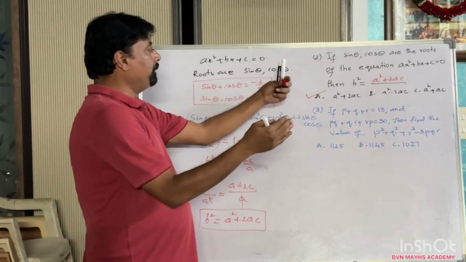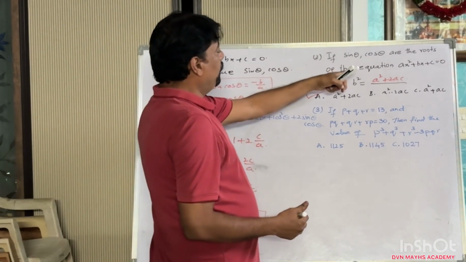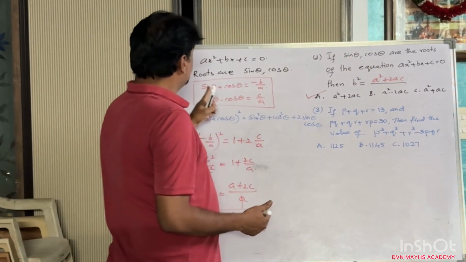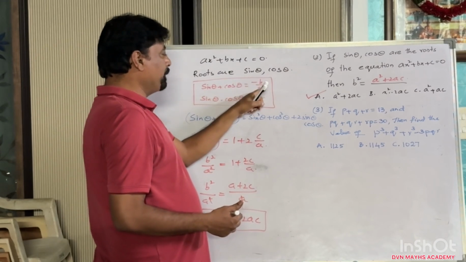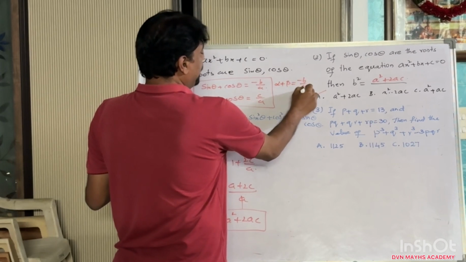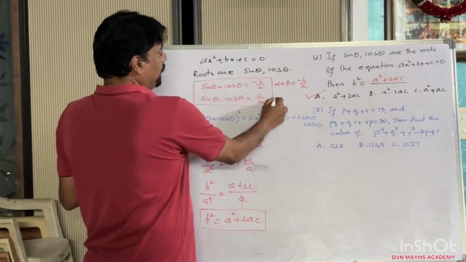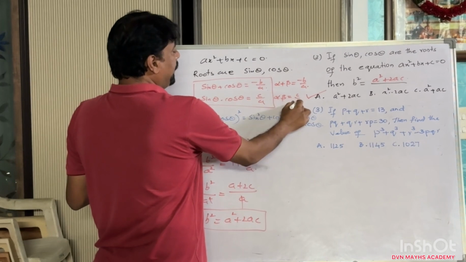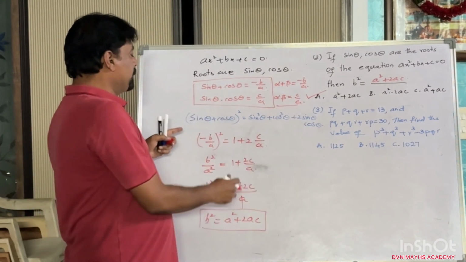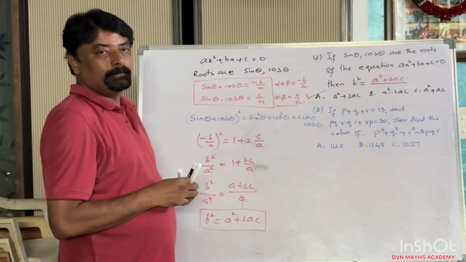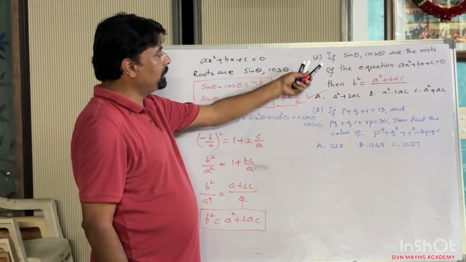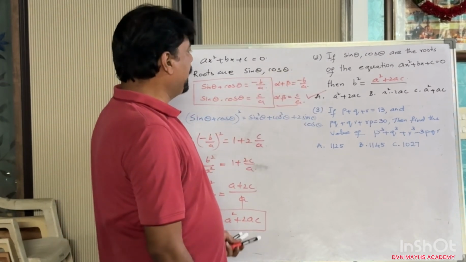This question is connected with trigonometry, though you will get this question in quadratic equations. Sin theta plus cos theta is equal to minus b by a, because alpha plus beta, the sum of roots, is equal to minus b by a, and sin theta into cos theta, where alpha into beta is equal to c by a. This is the product of roots in a quadratic equation. By applying these two values, we just find the value of b square. So this is one of the important questions in CBSE 10th class also. This type of question you will get in your annual exams.